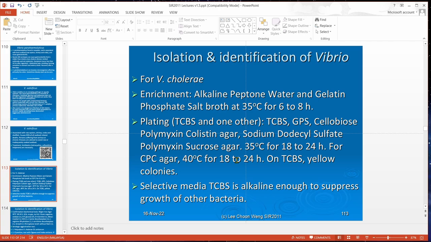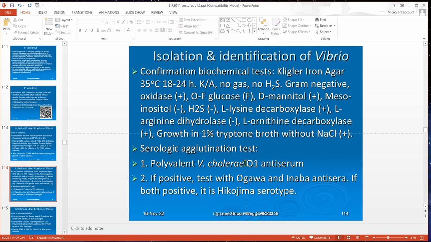And TCBS is a very good media for Vibrio because almost all Vibrios can grow on TCBS. Okay, so it's a very good media. Once you detect Vibrio cholera, you have to test for the O1 antiserum and then test whether they are Ogawa, Inaba or Hikojima.